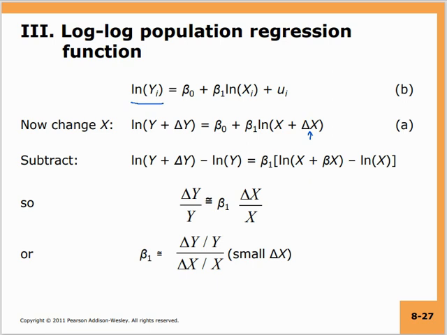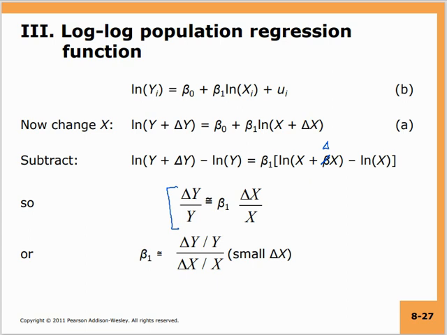So what does beta 1 indicate? What does it stand for? Now again, for the dependent variable, you can approximate this by delta y by y. Log of y plus delta y minus log of y can be approximated by delta y by y, and log of x plus delta x minus log of x can be approximated by delta x by x.